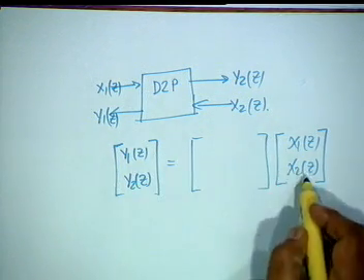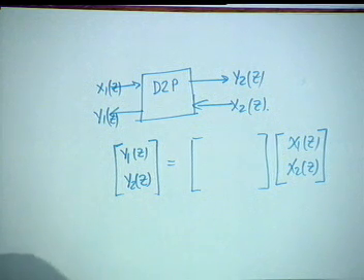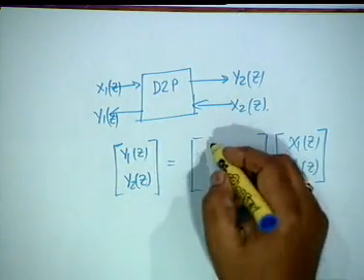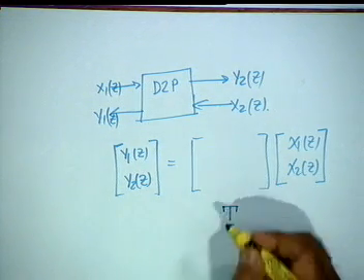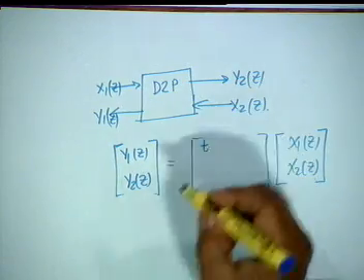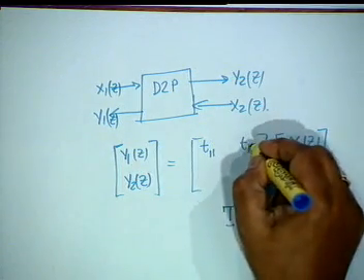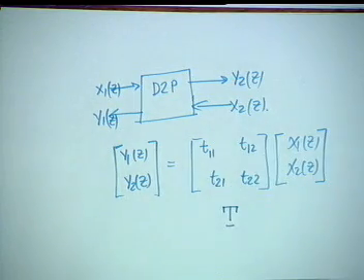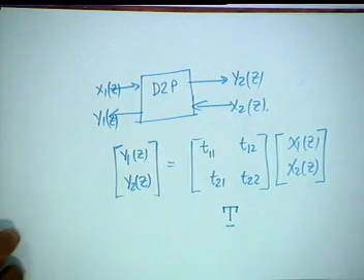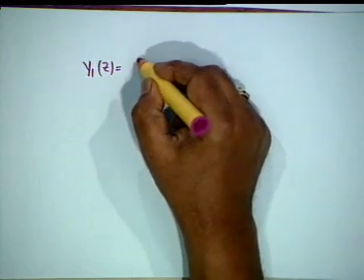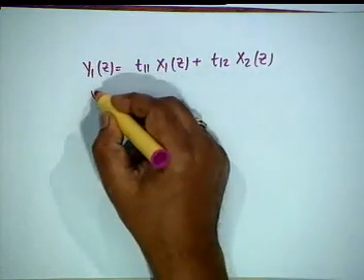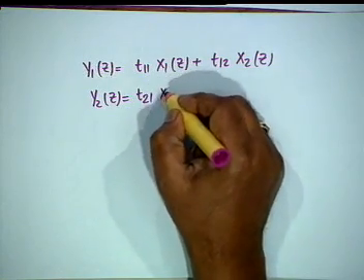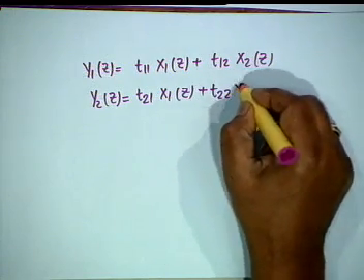Obviously, the output is related to the two inputs, so you find out how the two inputs are transmitted to the two outputs. Since they are transmission parameters, this matrix is called a T matrix, capital T, and the parameters themselves are denoted by small t, t11, t12, t21, t22. These t's are transmission parameters. If we write the complete equations, we shall get y1 of z equal to T11 x1 of z plus T12 x2 of z, and y2 of z shall be equal to T21 x1 of z plus T22 x2 of z.